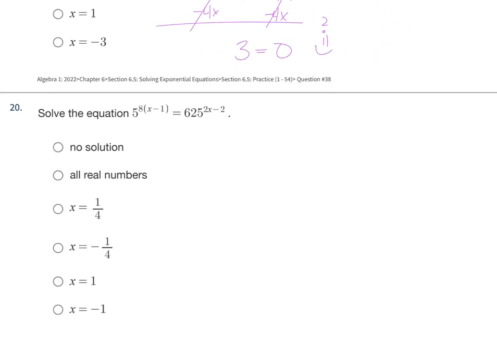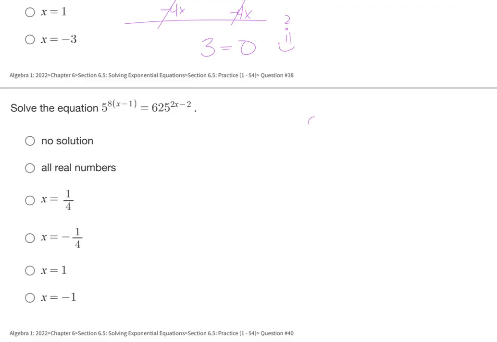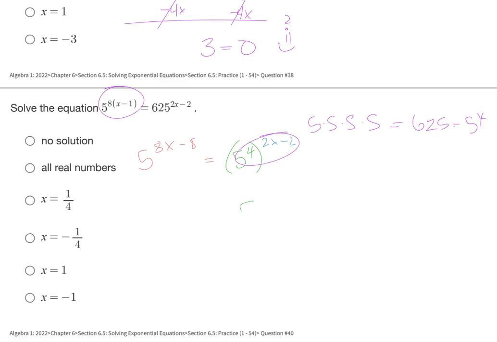Solve this equation. Okay, well, let's see. 625 is really, let's see, 5 times 5 is 25 times another 5 is 125. Okay. That's 625, which is 5 to the 4th. So we have, this one is kind of written in an annoying looking way, 8x minus 8. And then this one is 5 to the 4th, and then 2x minus 2 like that. So now we distribute that, and we get 5 to the 8x minus 8.